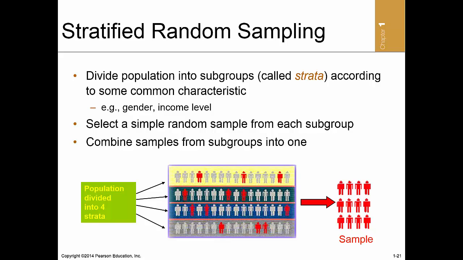Stratified random sampling is an alternative method that has the potential to provide the desired information using a smaller sample size. Start by dividing the population into subgroups, called strata, according to some common characteristic. Perhaps this is gender, income, or education level. Select a simple random sample from each subgroup and combine the samples into one overall sample.